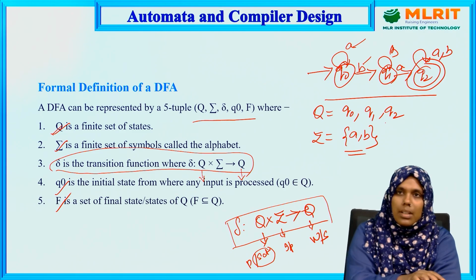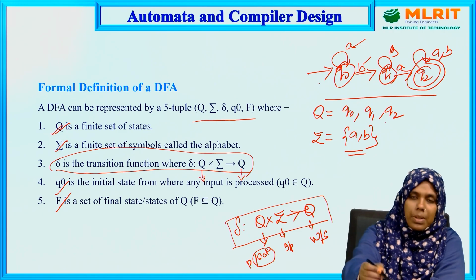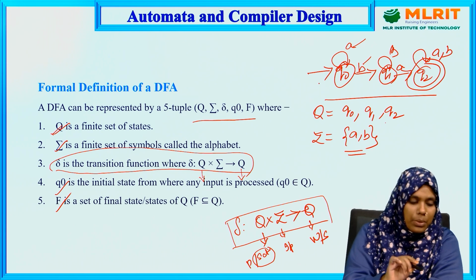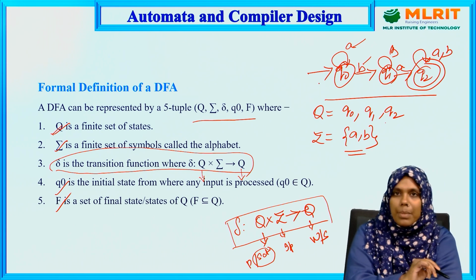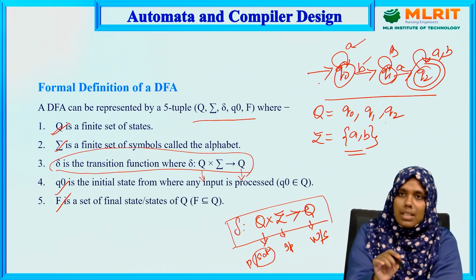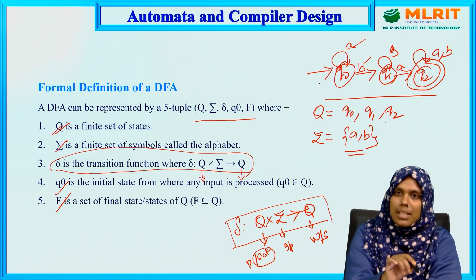Now coming to Q naught. Q naught is the initial state. The initial state will be denoted with an arrow. That means the first state in the transition diagram will be considered as Q naught. And the last one is the final state. The final state is the state where the input string ends. That means wherever the string ends, that will be considered as the final state.